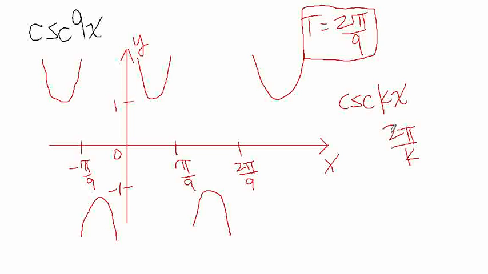Now, for the last one, what about 5 plus the cosecant of x? So again, pause the video and try to determine the graph and the period. All right, I'll go ahead and do that.